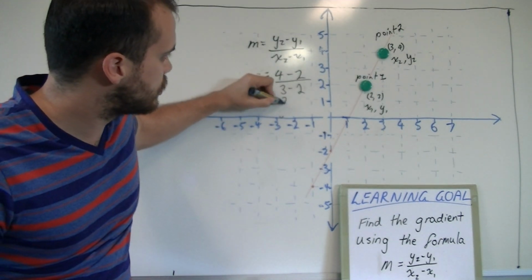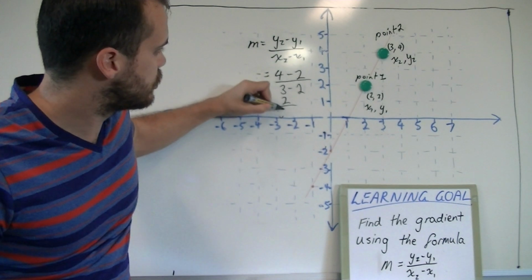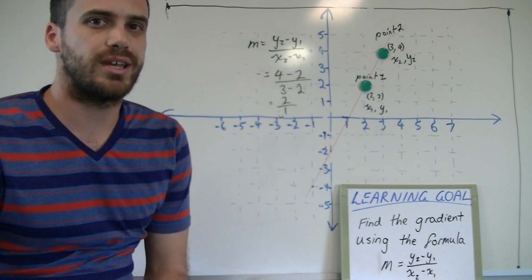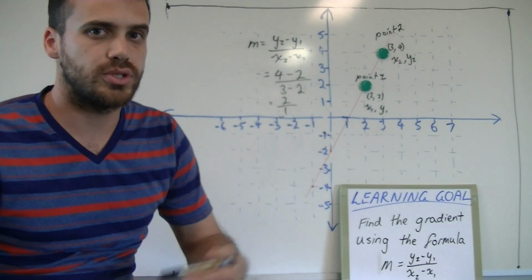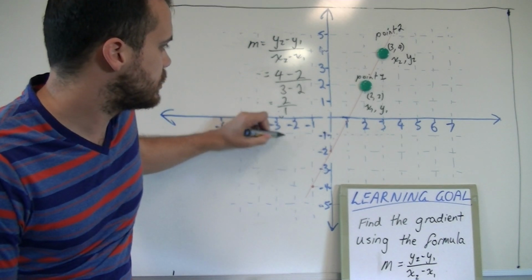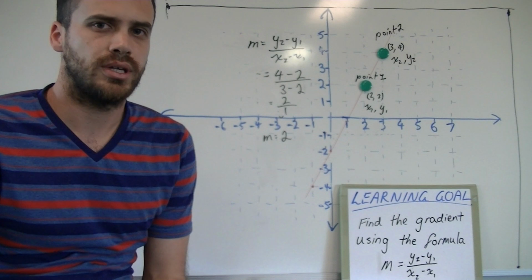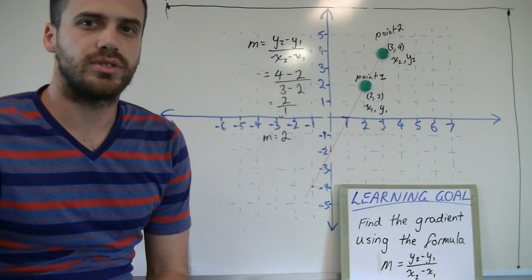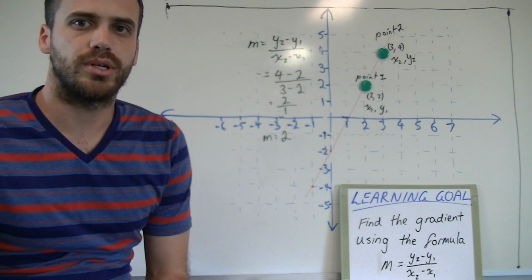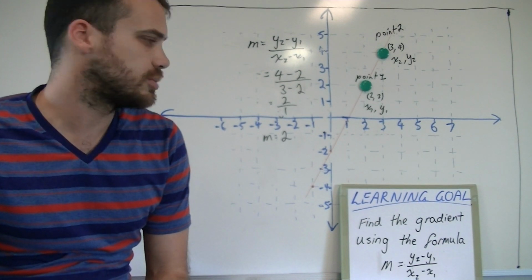4 minus 2 is 2, 3 minus 2 is 1. That gives us a gradient of 2 over 1, which is going to be a lot easier to just write as 2. This particular line has a gradient of 2. That's finding the gradient using the formula m equals y2 minus y1 over x2 minus x1.